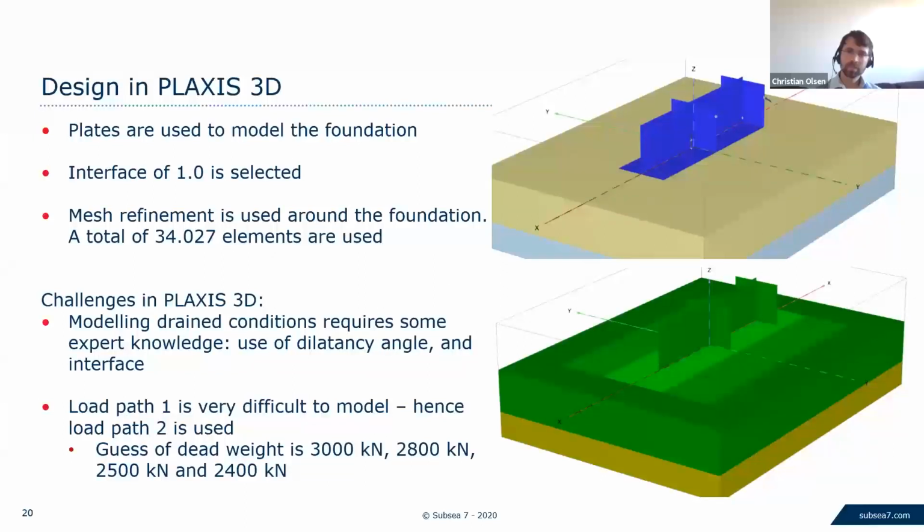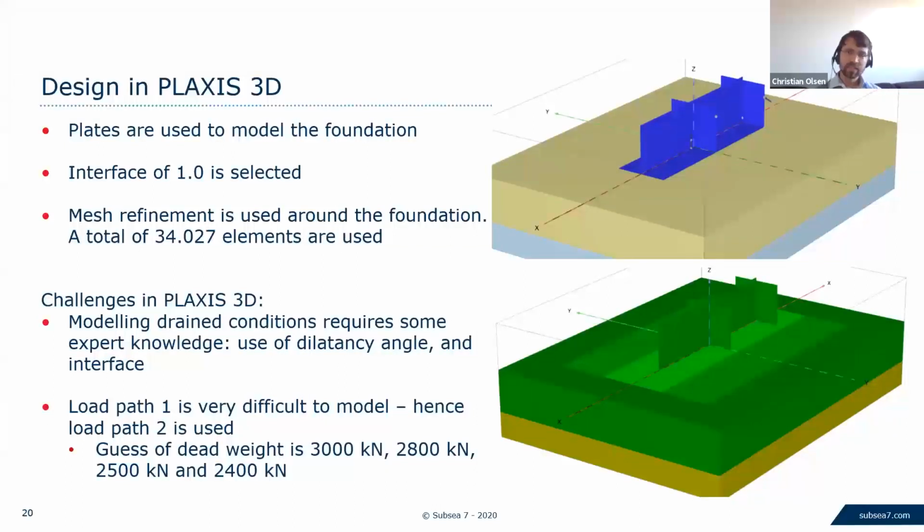There's a mesh refinement where you manually have to refine the mesh in PLAXIS around the foundation skirts or the base plate, and so on. And then, of course, on the bottom here, you have a very rough mesh. The challenge in PLAXIS is that you will need some expert knowledge here. There are some talks about what to do about the dilatancy angle in PLAXIS, and also interface strength and so on. I'll not go into that in the presentation here. The dilatancy angle and all that is a bit complex.